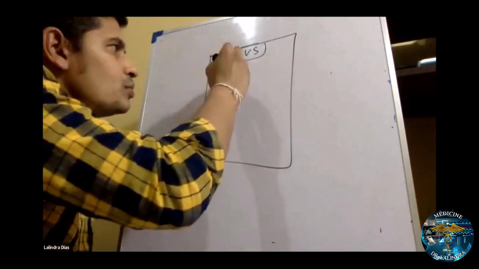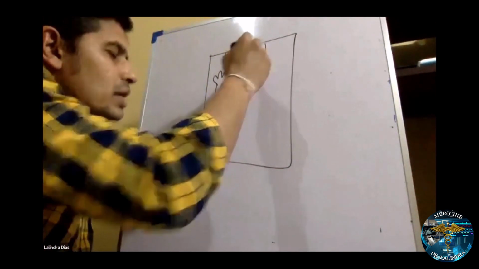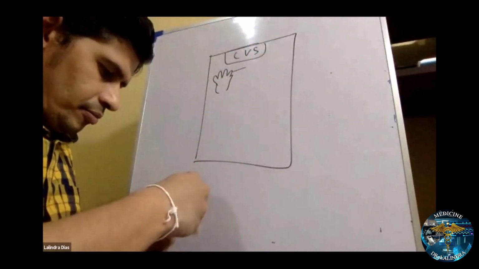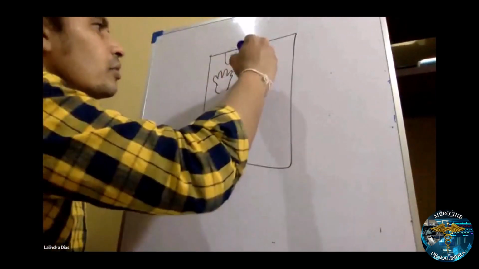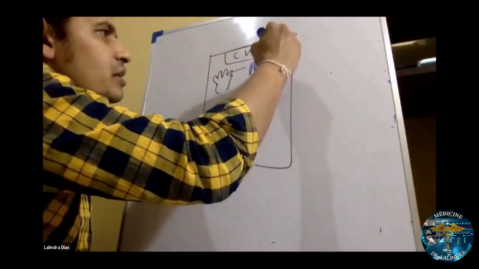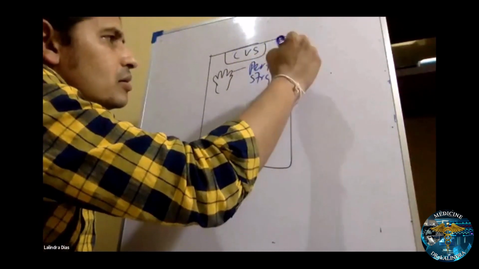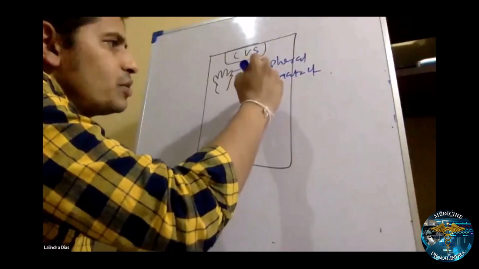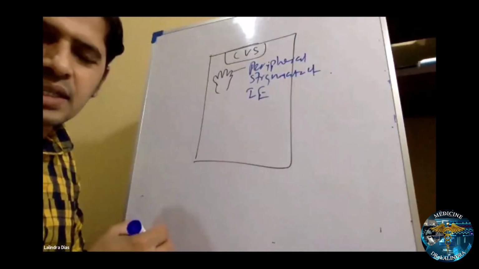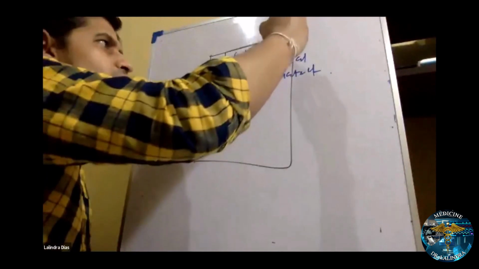Head. So what you are going to do? First, you write here: peripheral stigmata of infective endocarditis. You write like that, so you know what you are looking for.